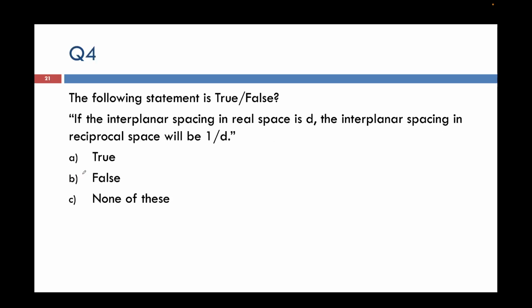Okay, the following statement is true or false. If the interplanar spacing in real space is d, the interplanar spacing in reciprocal space will be 1 by d. Yes, this is also true. This is one of the easiest questions, because that is the definition of the reciprocal lattice. That is how we have defined our reciprocal lattice.